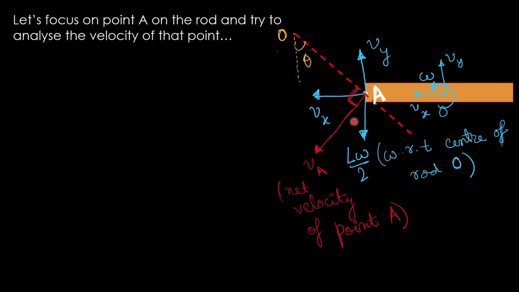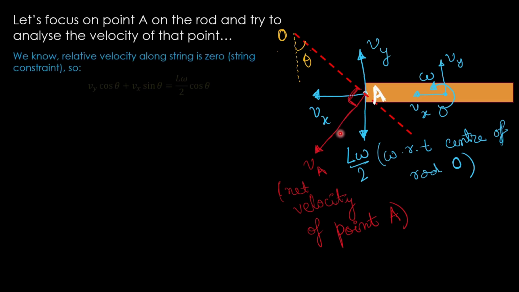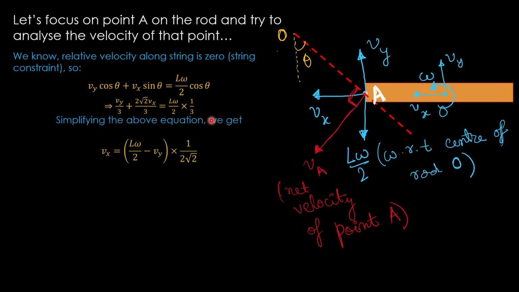So we use the string constraint first, and then we can find this equation: Vy cos theta plus Vx sin theta must be equal to L omega by 2 cos theta, in order to maintain relative velocity as 0 in this direction along the string. So put the values of sin theta and cos theta, and then we simplify and we get the value of Vx in terms of Vy and omega.